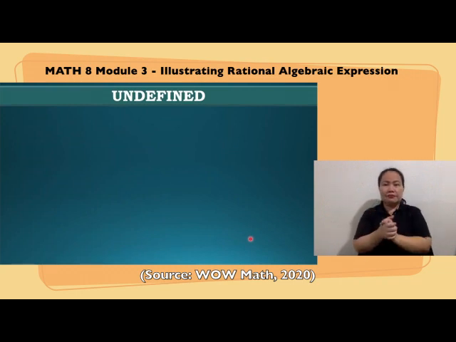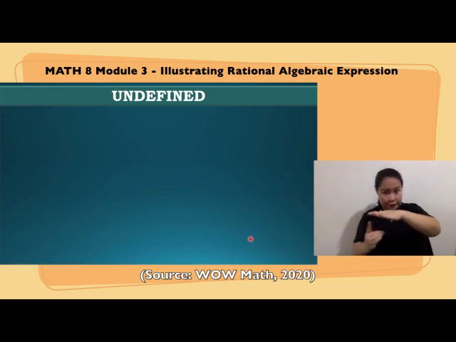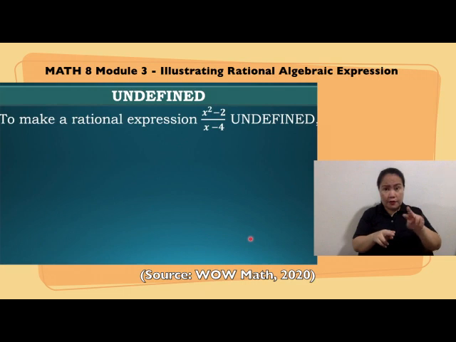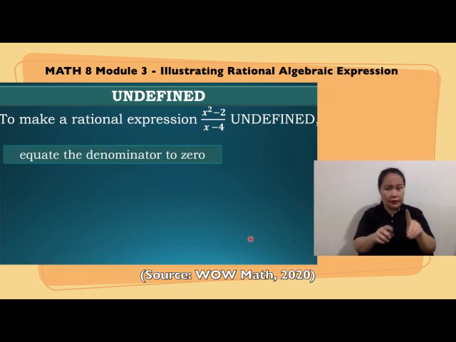Now, paano natin malalaman yung mga values na hindi po pwedeng i-substitute sa variable para hindi siya maging undefined? Again, uulitin ko, kapag ang denominator natin ay naging undefined, then that is not considered rational algebraic expressions. Okay? So, paano natin malalaman yung mga values na hindi pwedeng i-substitute sa denominator para hindi maging undefined ang expression natin? So, to make a rational expression x squared minus 2 all over x minus 4 undefined, first, we will equate the denominator to 0.